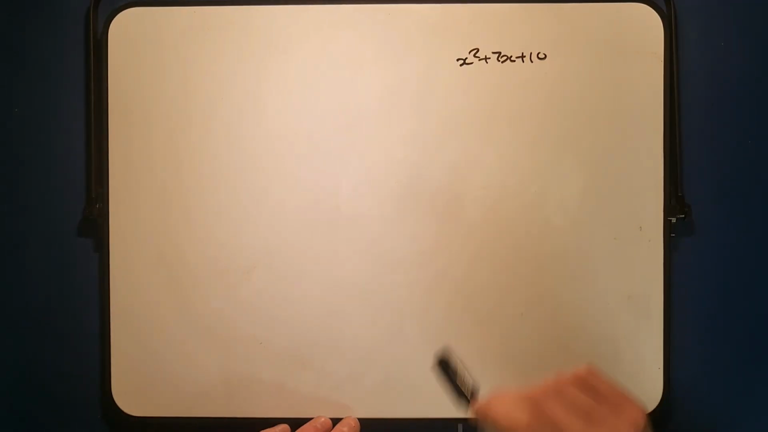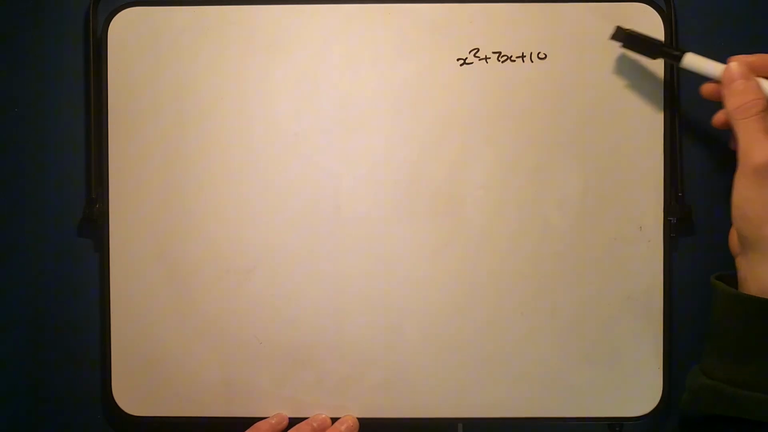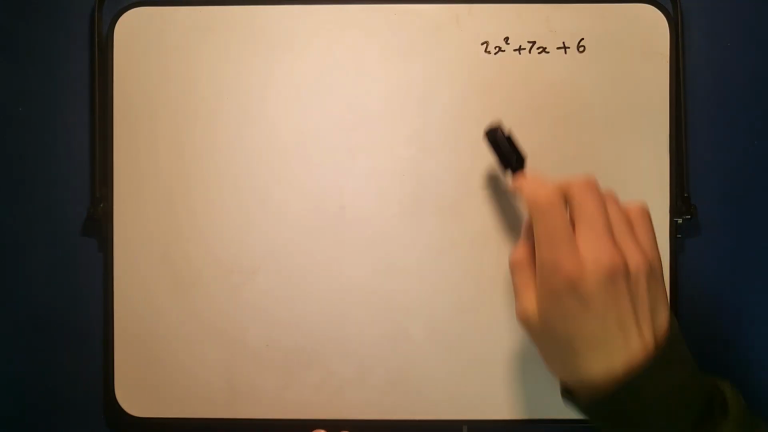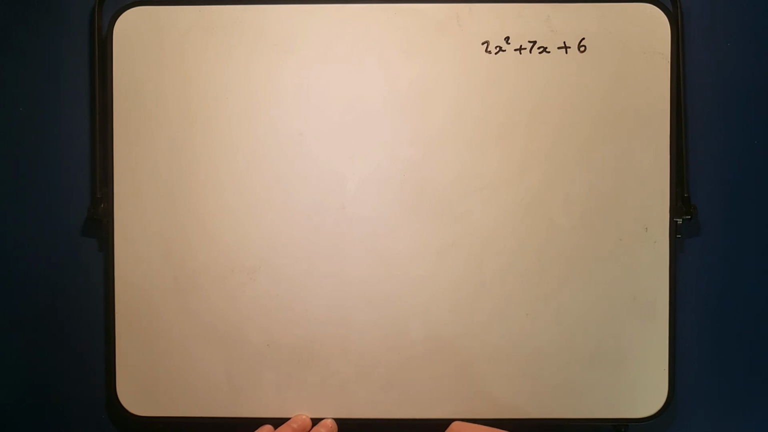Hello and welcome. In this video, I'm going to explain how you can factorize a quadratic where the coefficient in front of the x squared term is not equal to 1. In a previous video, I have explained how you can factorize a quadratic like this by seeing what multiplies to give this value and adds to give this value. As we can see here, not all quadratics have a 1 in front of the x squared, so we need to factorize this in a different way.